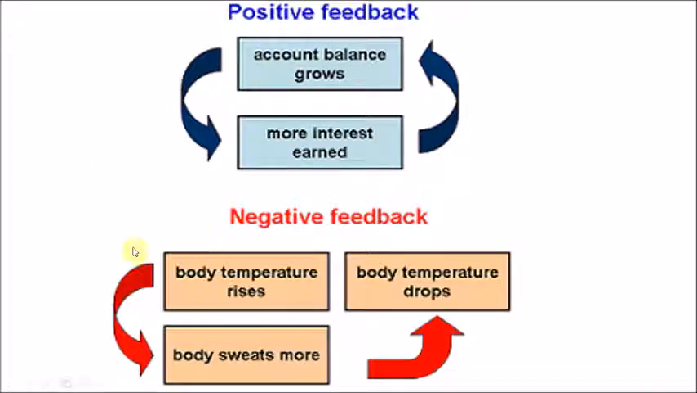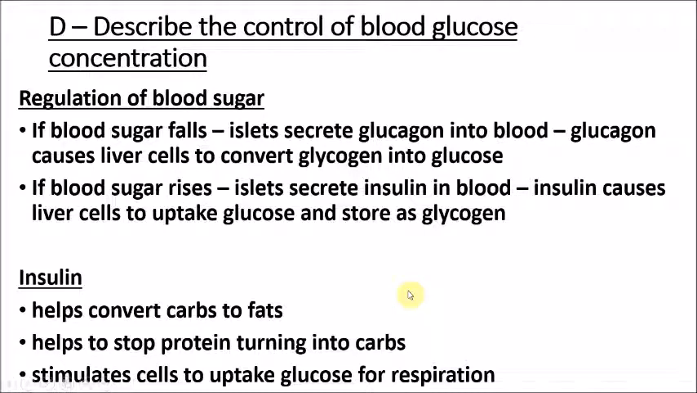Negative feedback, again, is just where the body temperature would rise, you'd sweat, and then because you sweat, the body temperature drops. It's negative feedback. The response here of sweating has caused the original action of sweating to be inhibited because of the outcome of body temperature dropping. Next thing you've got to do is describe the control of blood glucose concentration.